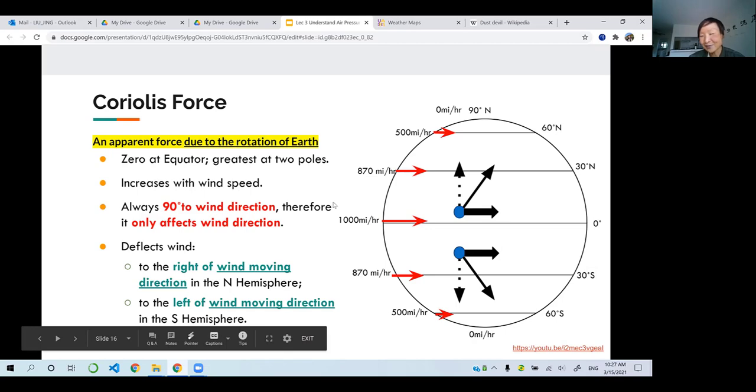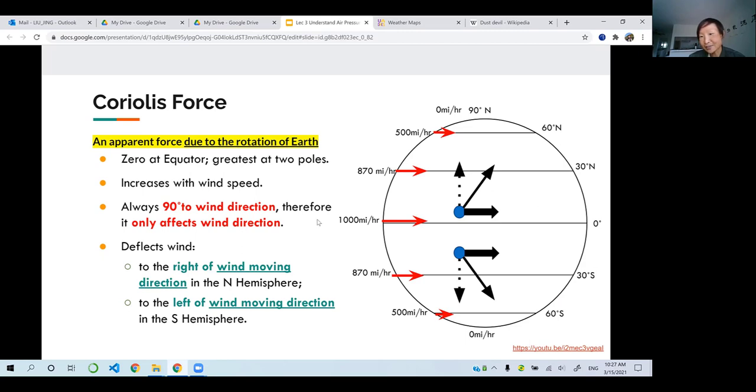Because they are spinning from this direction to this direction, okay? And the equator spins fast. So for example, you want to go north, right? But our Earth is also carrying you to the east. So you need to combine those two, and at the end of the day, you're moving this direction. Compared to your original direction, that is to the right. But very important: the wind's moving direction is not your right or left. It's the wind's left or right. Okay, so basically we need to follow our wind.